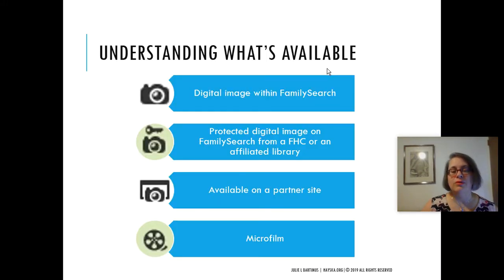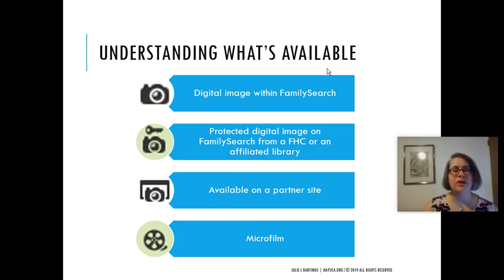So as a review for some of the different icons that are available on FamilySearch for images, if it's just a camera, it's a digital image that you can look at from home through FamilySearch. If it's a camera with a key, it's a protected digital image that you're going to have to go either to a family history center or an affiliated library to look at. But you don't have to be logged into their account in FamilySearch. You can log into your own account. You're just using their internet access to get access to the image.